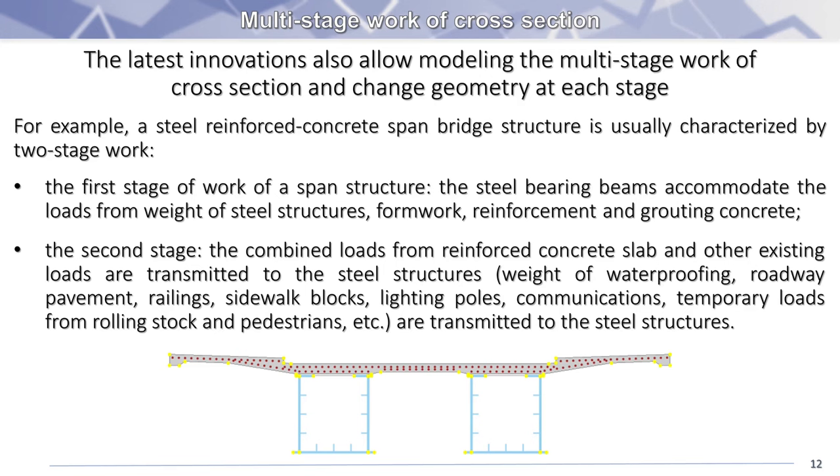At the second stage, the combined loads from reinforced concrete slab and other existing loads are transmitted to the steel structures. Weight of waterproofing, roadway pavement, railing, sidewalk blocks, lighting poles, communications, temporary loads from rolling stock and pedestrians, etc., are transmitted to the steel structures.